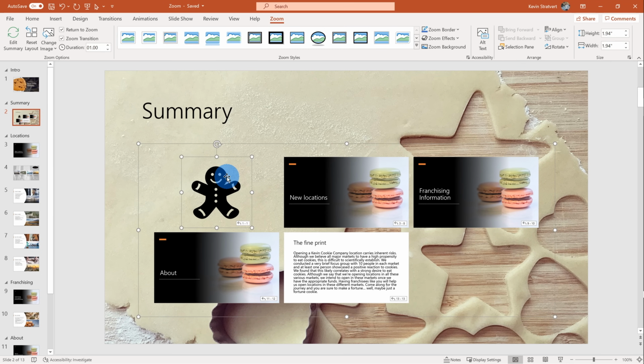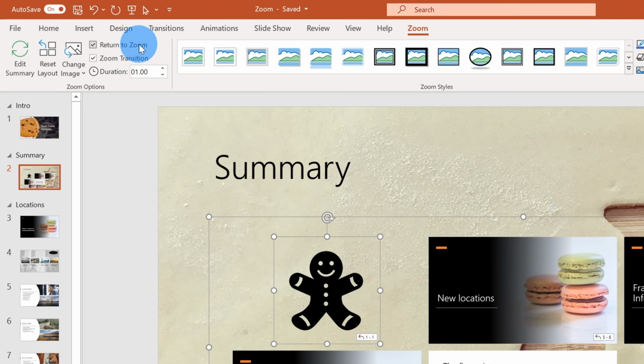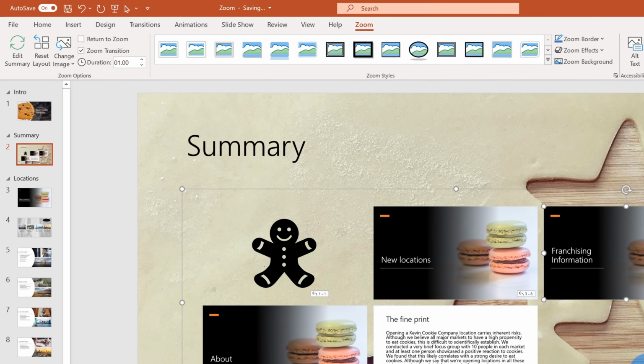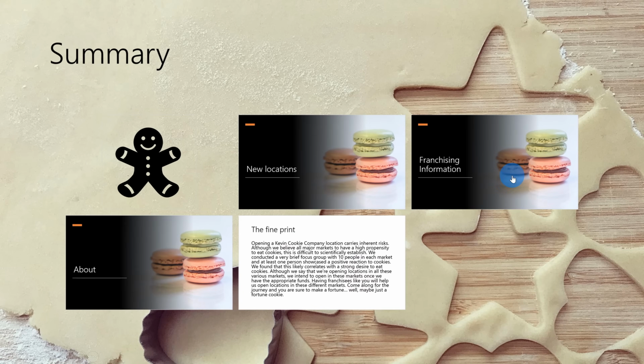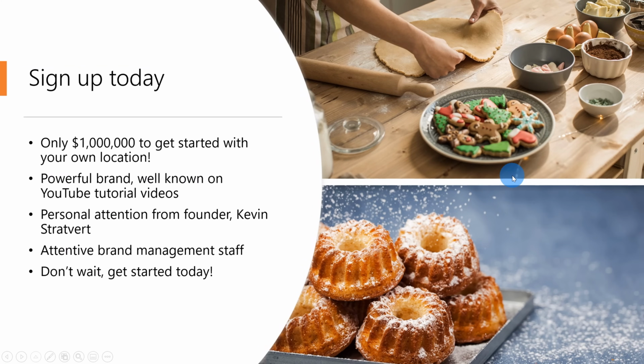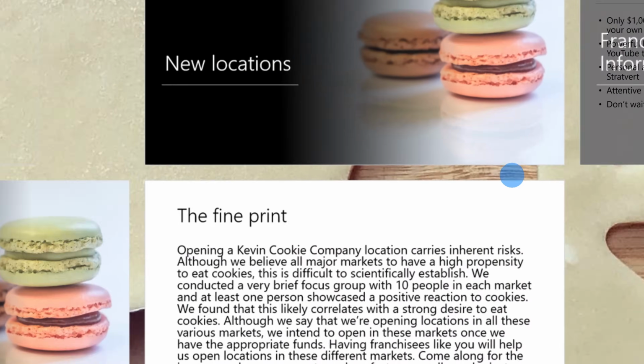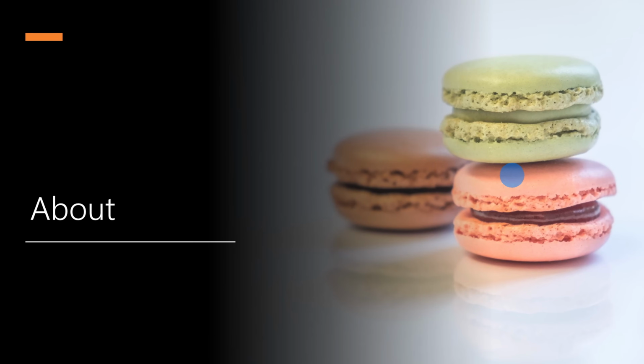I have a few more options up here as well next to change image. One of them is return to zoom. What this does is if I click on one of these sections and I uncheck return to zoom, this means that when I reach the end of the section, it won't return to this summary view. Instead, it'll continue progressing throughout the presentation. So let's see how that works. I'll click on franchising information, I'll advance to the next slide, and I'll advance again. And here you see that it just jumps straight to the About section and doesn't give me a chance to then choose a different section.